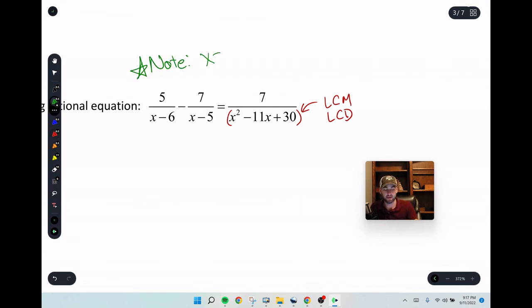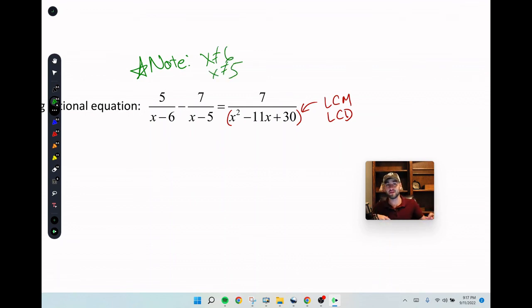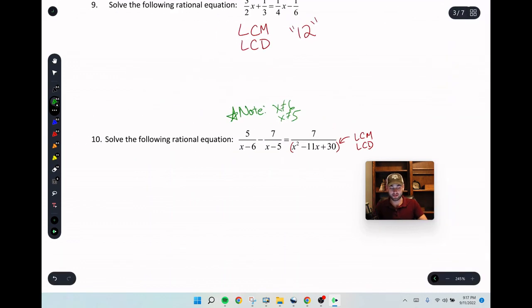And then you also need to make that note at the beginning of this problem. Note that x better not ever be 6, and x better not ever be 5, because if it is, we broke our third grade rule that you can't divide by 0, and that's the worst thing we could possibly do.